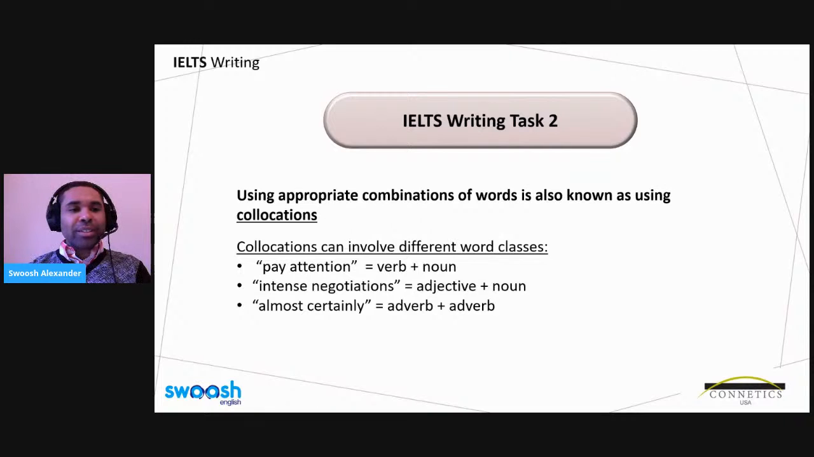So, anyone in the class aware of any other combinations of words which are common collocations? If you are, then let me know in the chat. And I can see in the chat that Zab is there as well. Hello to you, Zab. I hope you are doing well.